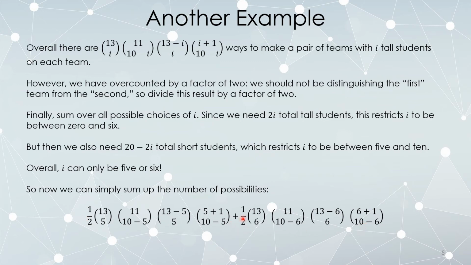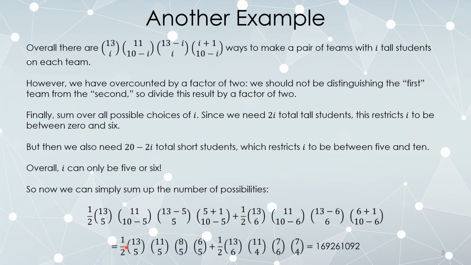And this also needs to be divided or multiplied by 1/2. If I compute all of this out, it turns out to be this number right here. So even though I didn't have that large of a class, 13 tall students and 11 short ones, and I wanted to make 2 teams of 10 with a restriction that the number of tall and short students had to be the same between the 2 teams, I still see there's about 169 million different ways I can do that. That's a lot.